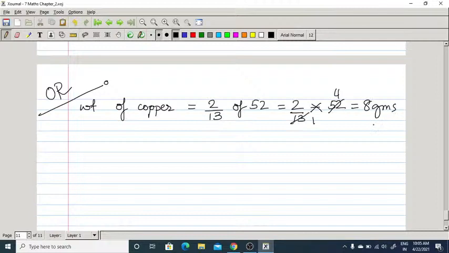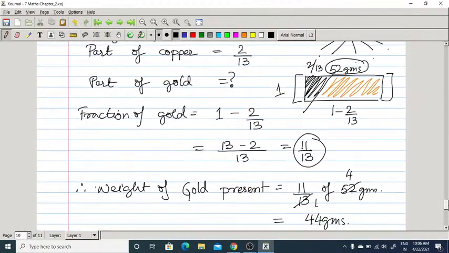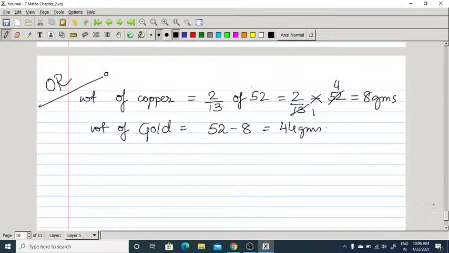8 grams. Okay, that is the weight of copper. So the weight of gold is the rest of it. Gold is equal to 52 minus 8. So you will see that this will be equal to 44 grams. So in both ways you are getting the correct answer. Either you can first multiply and then subtract, or you can first subtract like we did in the previous way, and then multiply. Both will give you the correct answer. So your answer is 44 grams of gold.